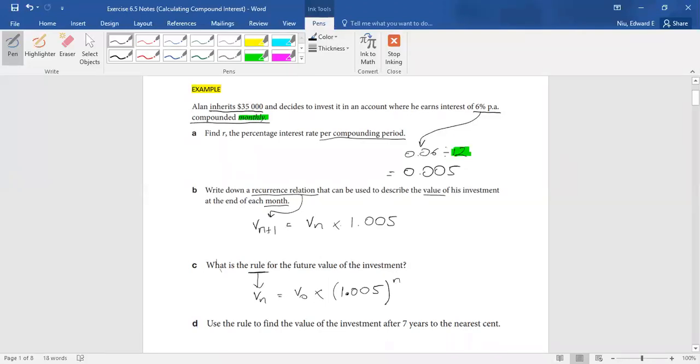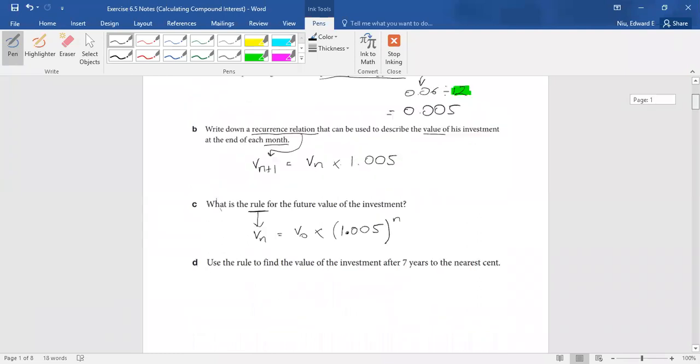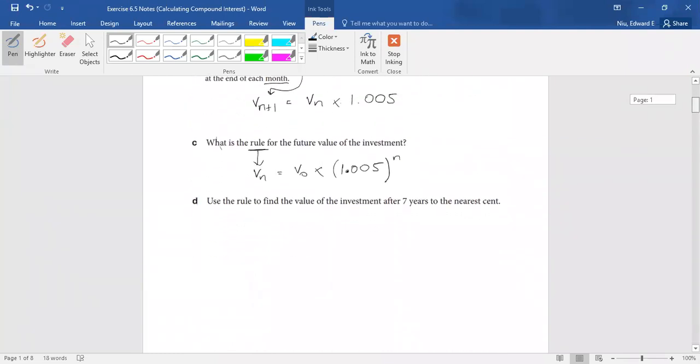So just to clarify, let's take a look at part D. Using the rule to find the value of the investment after 7 years to the nearest cent. So after 7 years, nearest cent, and we have to find the value. Notice how it's not interest, it's the final value. What we do here is we take the rule from above.